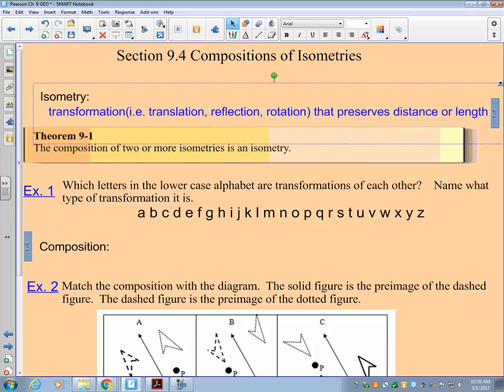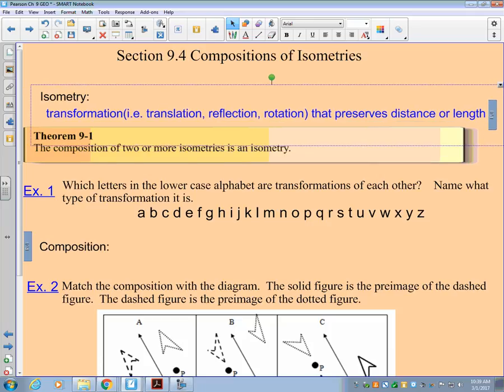So this is our first learning objective, to be able to define isometry. It is a transformation that preserves distance or length. What's the difference between distance and length? They're the same thing. If it's a shape, you measure the distance. If I'm going somewhere, or measure the length. The difference is negligible. Both of them are equal. So if you have the same size from beginning to end, you have an isometry.